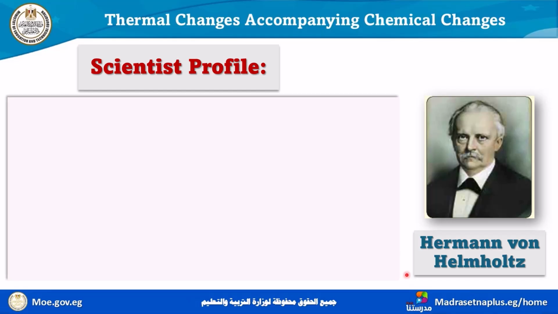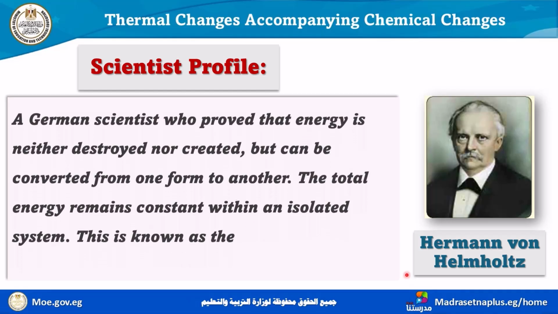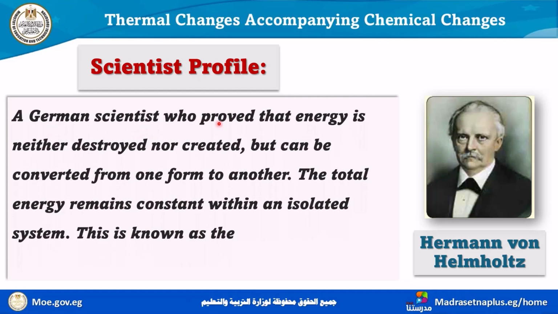This is one of the famous scientists. It's a German scientist who proved that energy is neither destroyed nor created, but can be converted from one form to another, as we have shown in our previous experiment. We converted the chemical energy in the lemon into electric energy that was used to light up the bulb.